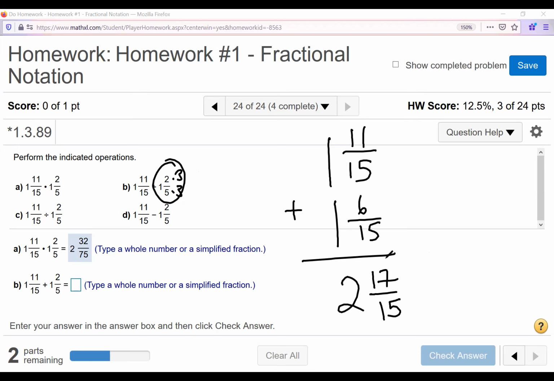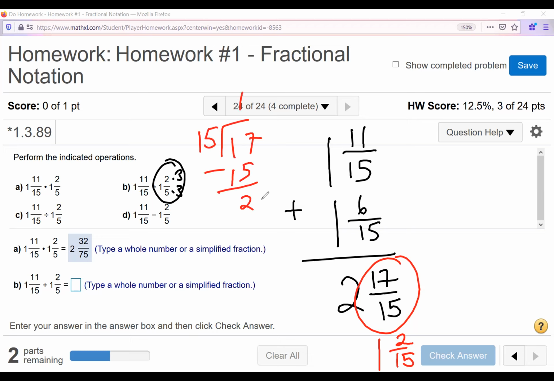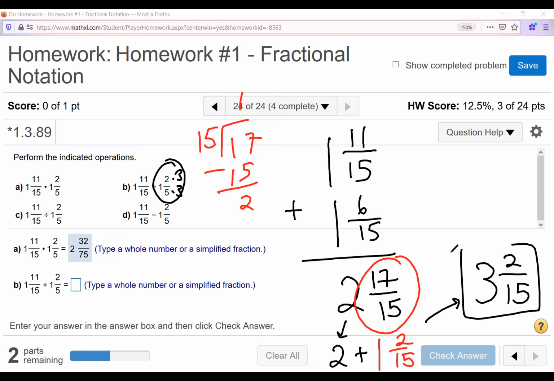Okay, remember this happening before? So now 2 and 17/15, I can't leave that as my final answer because the 17/15 is improper. So let's change that. That becomes 1 and 2/15. If I divide 17 by 15, I get 1 with a remainder of 2. So 17/15 goes in one time with a remainder of 2. And then I can take that 2 whole number and add it with the 1. So the answer is actually 3 and 2/15.